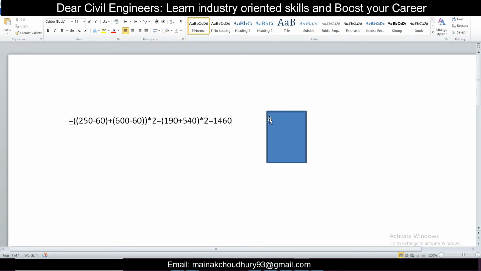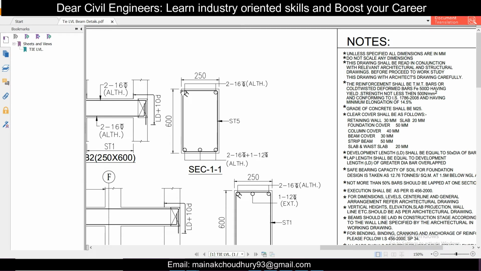Now this stirrup has got a bend here. As you can see, it is a hook. So there is one hook and there is another hook. The hook length is usually 10D, or by convention at some sites it is kept at 75 mm as well. So if this is an 8 mm bar, the 10D will be 80 mm. If it's a 10 mm bar, the 10D will be 100 mm. This is for one single hook. So I am taking here 75 mm for one single hook.